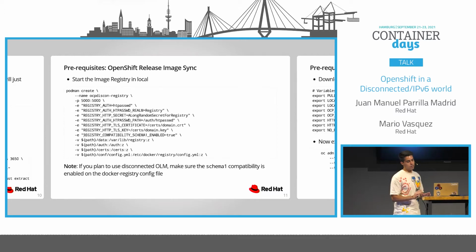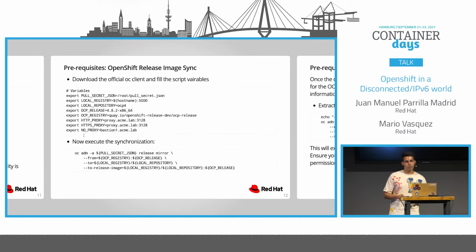One important thing, if you're using this Docker registry, is that if you plan to use operators on a disconnected fashion, some of the operators have container images that are created with the schema1 image. So you will need to enable that compatibility in the registry. Otherwise, when you are running the OLM image mirror, some images will fail because the registry will not support that schema v1.